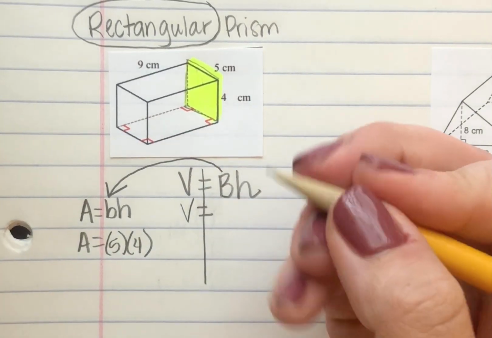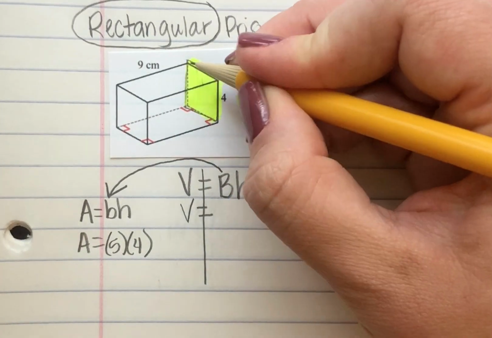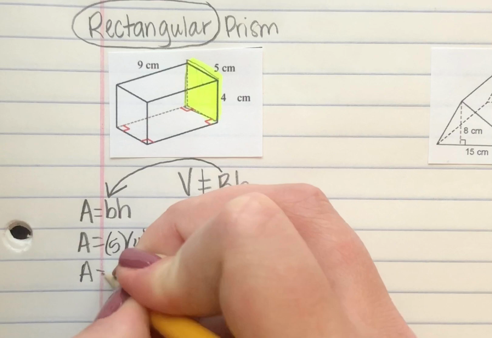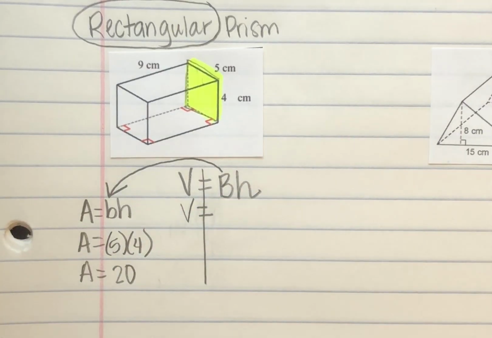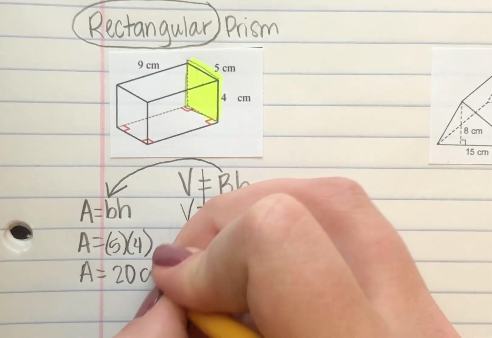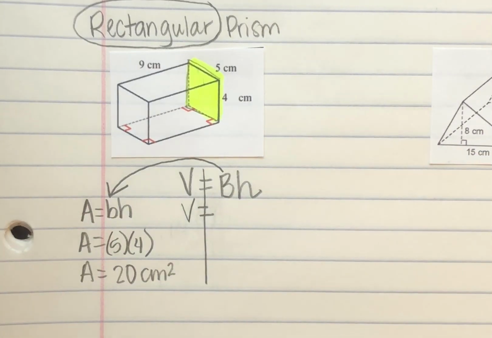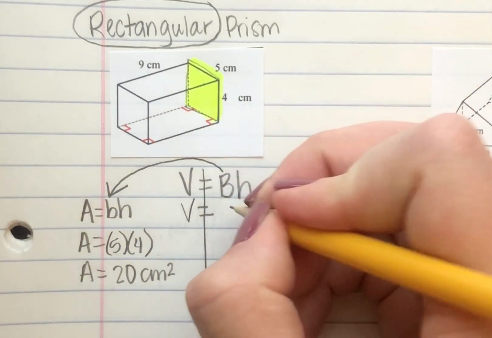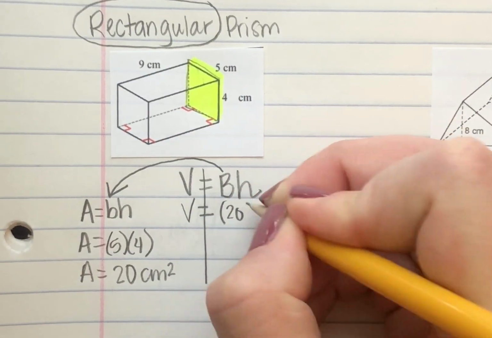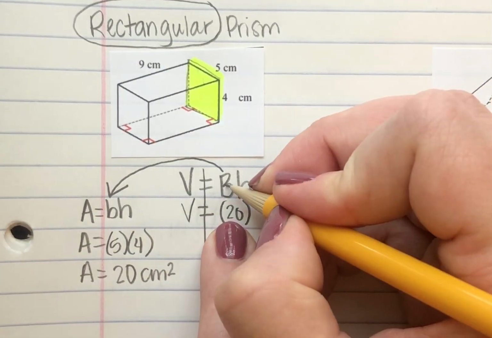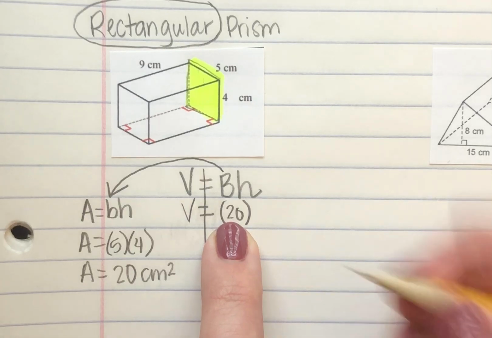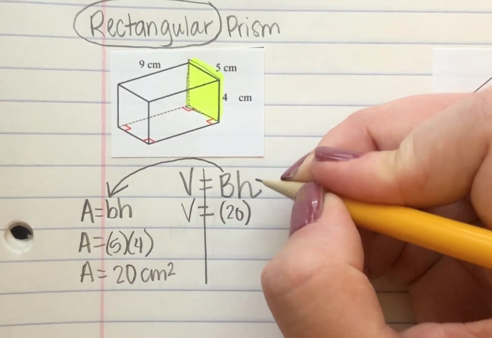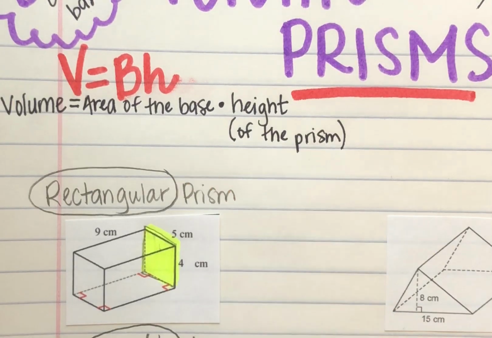So if we're just finding the area of this base, then the area of that base is going to be 20. That would be centimeters squared because it's area. So what we would do then is take our 20. If we know the area of the base is 20, we plug it right here for that capital B. And now we need the height, and remember it's the height of the prism.